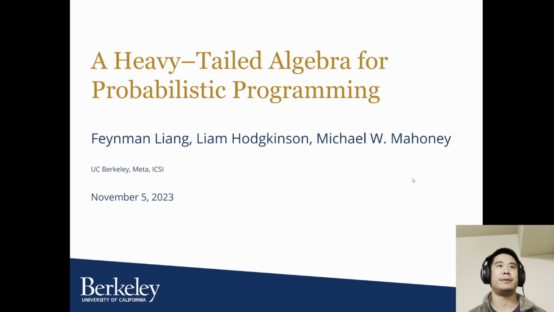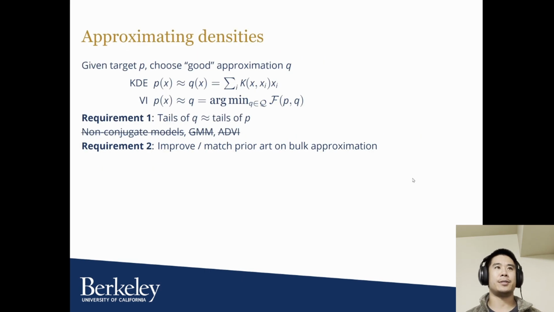Today I'll be talking about a heavy-tailed algebra for probabilistic programming. This is joint work with my colleagues over at Berkeley and ICSI, Liam Hodgkinson, now at the University of Melbourne, and Michael Mahoney. The goal of this talk is going to be about approximating probability densities.